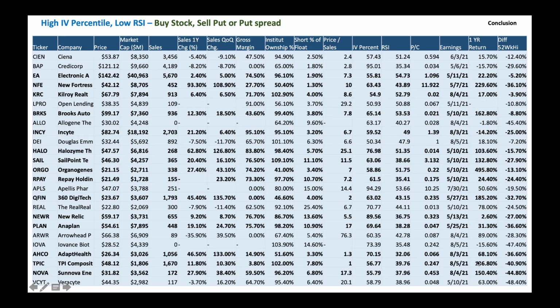Let's look at one more idea. As we scan through this, we got New Relic. As you can see here, it's a high IV percentile. I think this could be a good one also. And I think there are a couple others also. Let's look at New Relic.